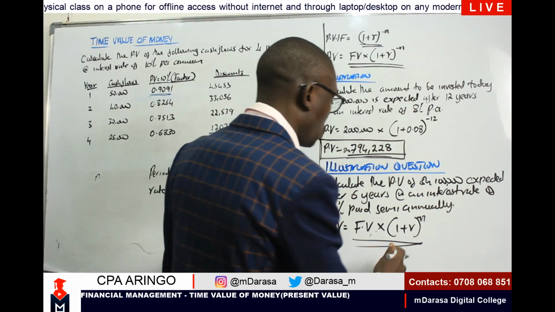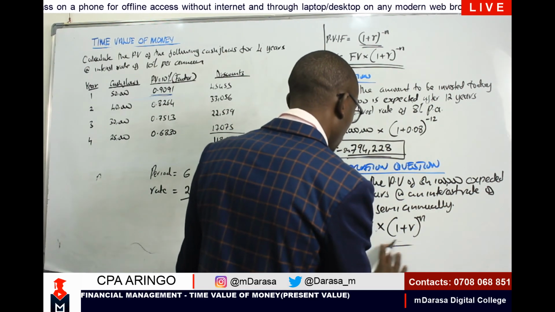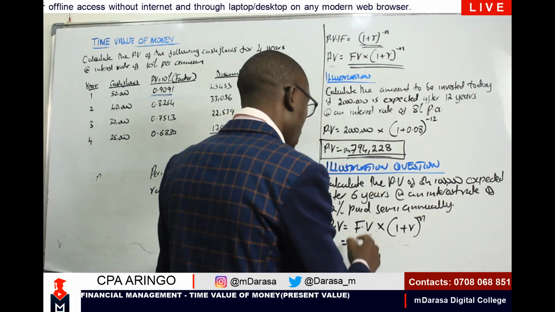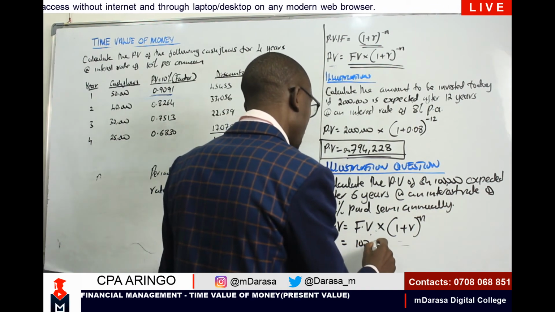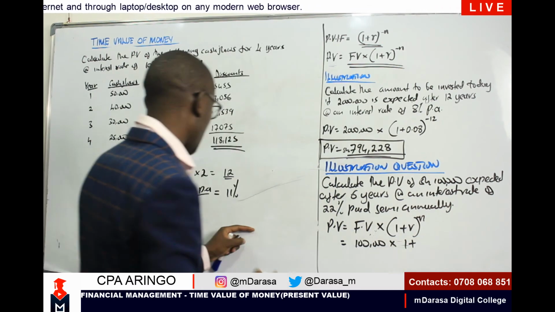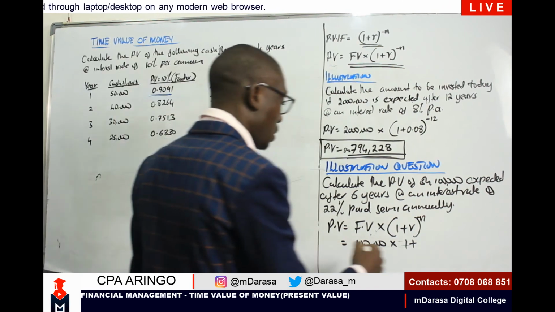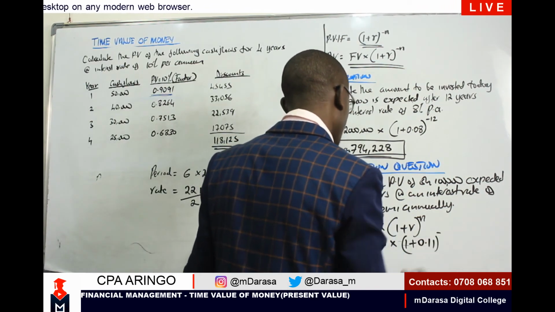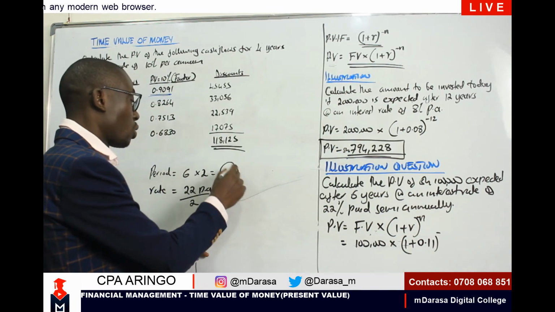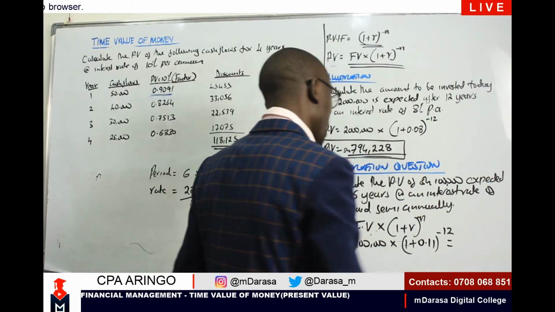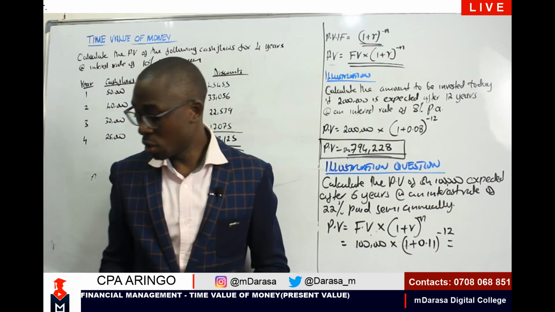So what we are going to do there is just to substitute our figures here, because the future value that we are expecting is 100,000. We multiply by 1 plus our new rate, which we've seen is what? 11%. So 0.11, raised to power negative. Our period here, we are talking of 12 periods, right? So raised to power negative 12. So that should give us how much, my good students?